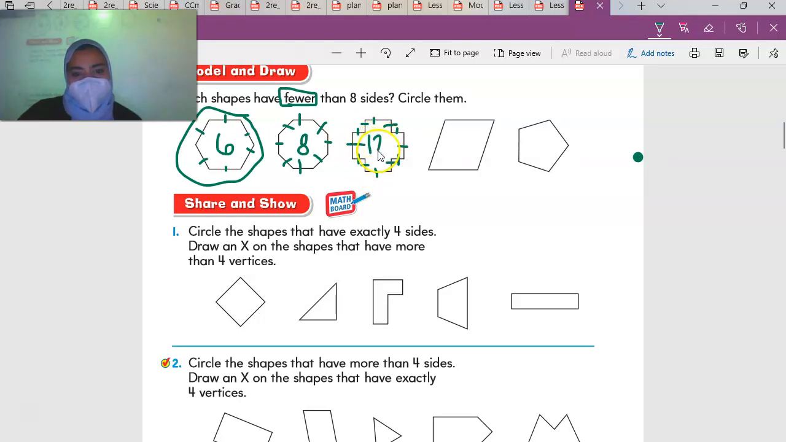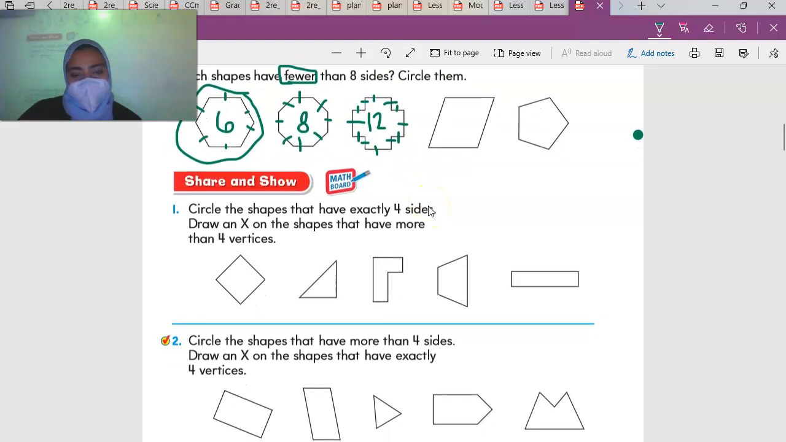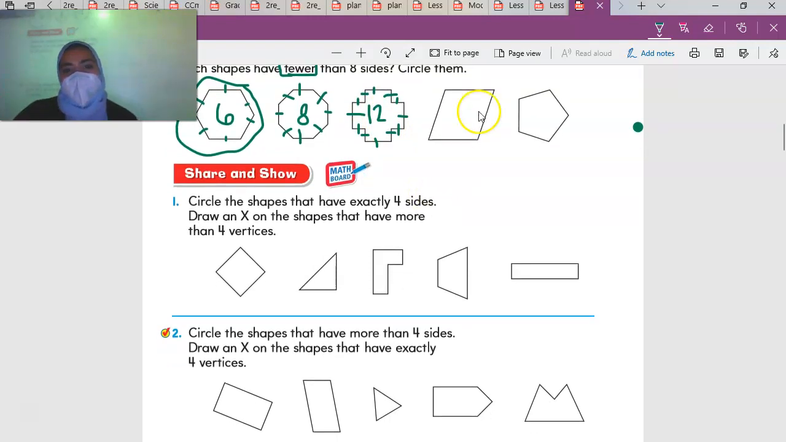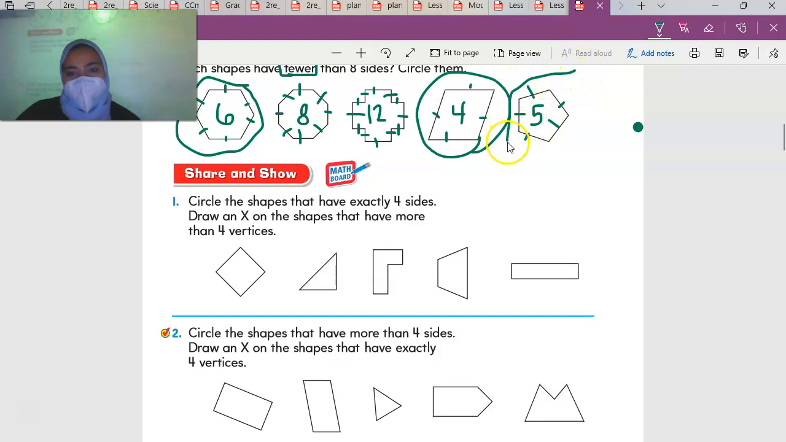12 sides. Does that have less than 8? No. How about here? 1, 2, 3, 4. Is that less than 8? Yes. What do I do? Circle it. What about this pentagon? How many sides does a pentagon have? 5. Is that less than 8? Circle it. Pretty easy, right?